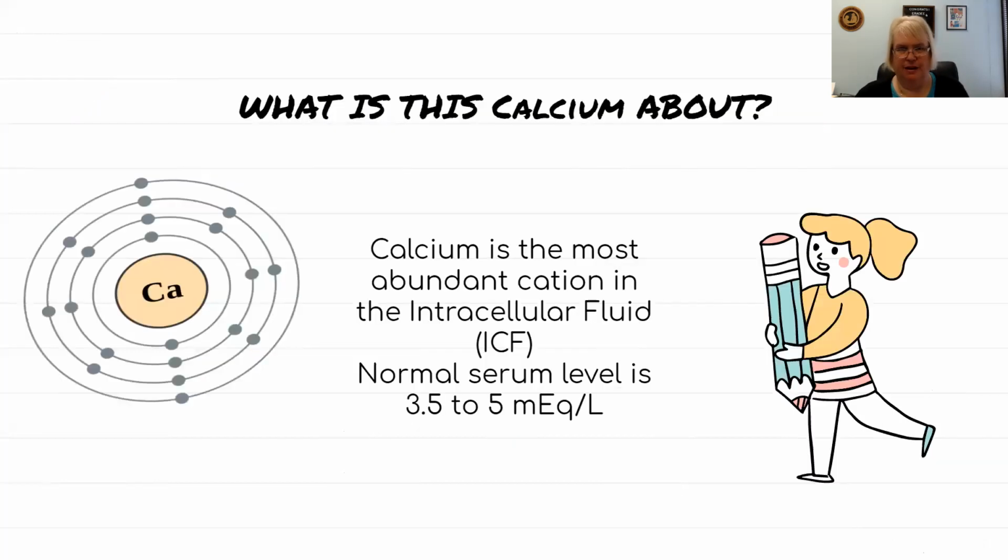I do. What is this calcium about? Well, calcium is the most abundant cation in the intracellular fluid. The normal is 3.5 to 5, and that's not true. I want you to go find the real amount. I will tell you later in the program, but at this point, just know that those are not correct.